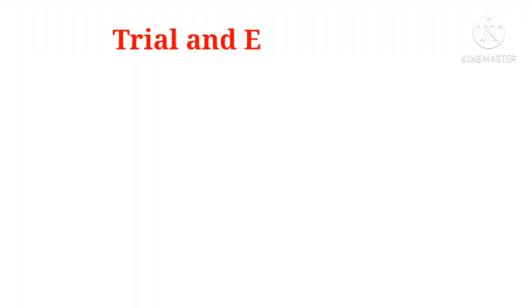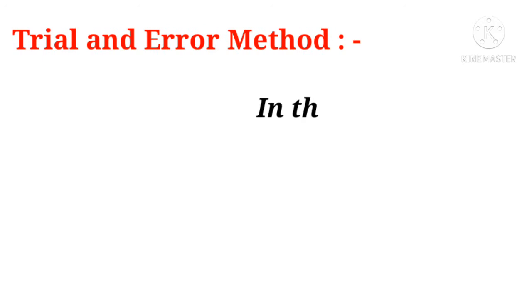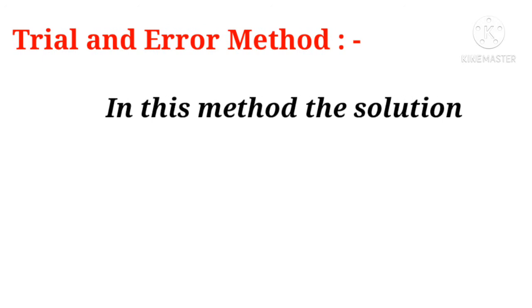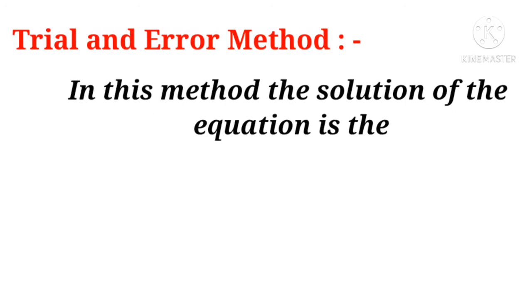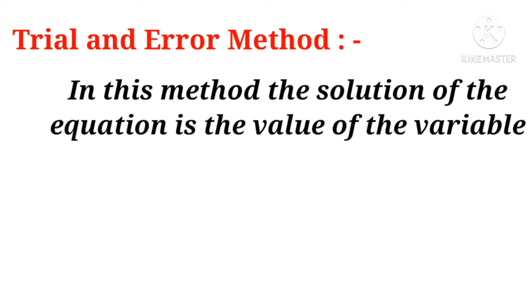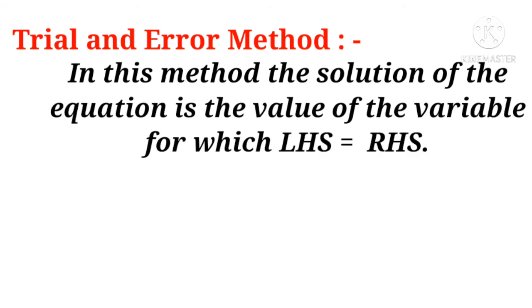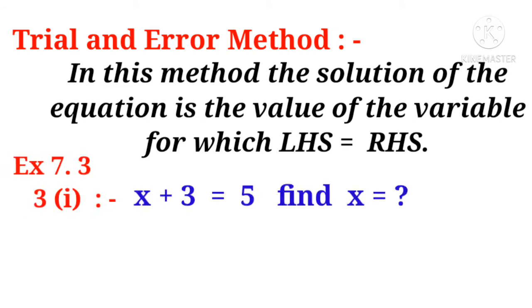Now let us know the concept, trial and error method. In this method, the solution of the equation is the value of the variable for which LHS is equal to RHS. Let us take an example, exercise 7.3. First problem, x plus 3 is equal to 5. Then find the x solution.